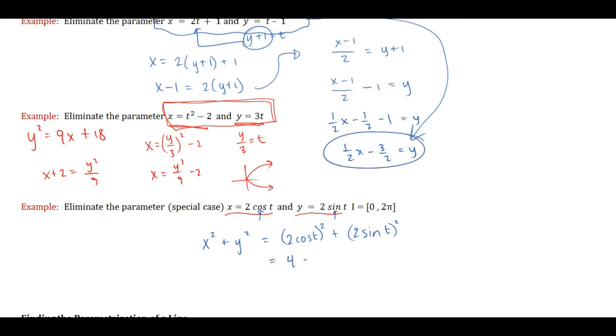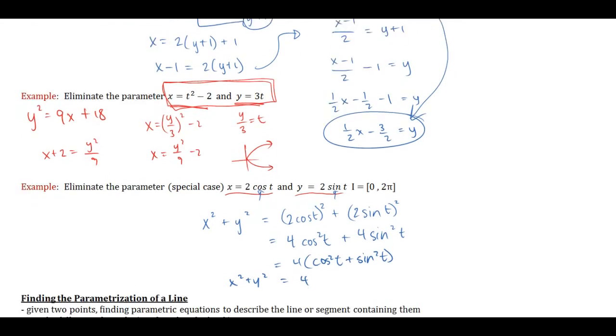That looks like 4 cosine squared plus 4 sine squared. And I could factor out that 4 and have just cosine squared plus sine squared. And lo and behold, that's just 1. So that would equal 4. And I'd have x squared plus y squared equals 4. And so that's kind of a fancy way of seeing what kind of graph it is. Apparently it's just a circle with a radius of 2. And so you could enjoy that if you like.